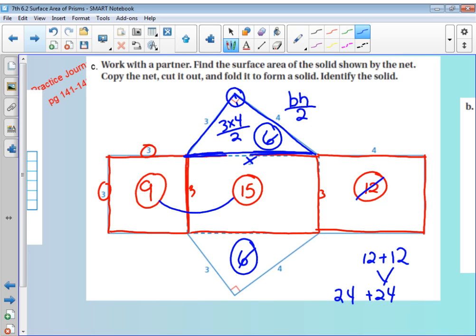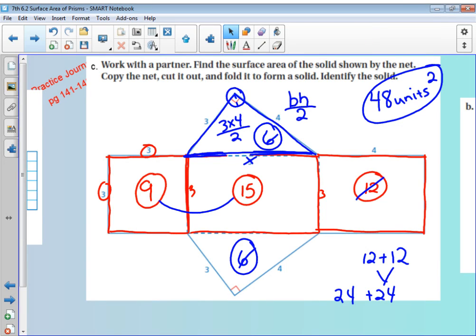Okay, so 24 plus 24 gives me a total of 48. There were no units listed, so I'm just going to say units squared. Okay, now if you want to use a calculator to add all of those together, of course you may do that. I just tend to chunk numbers when I don't have my calculator handy so that I don't have to do as many digits.